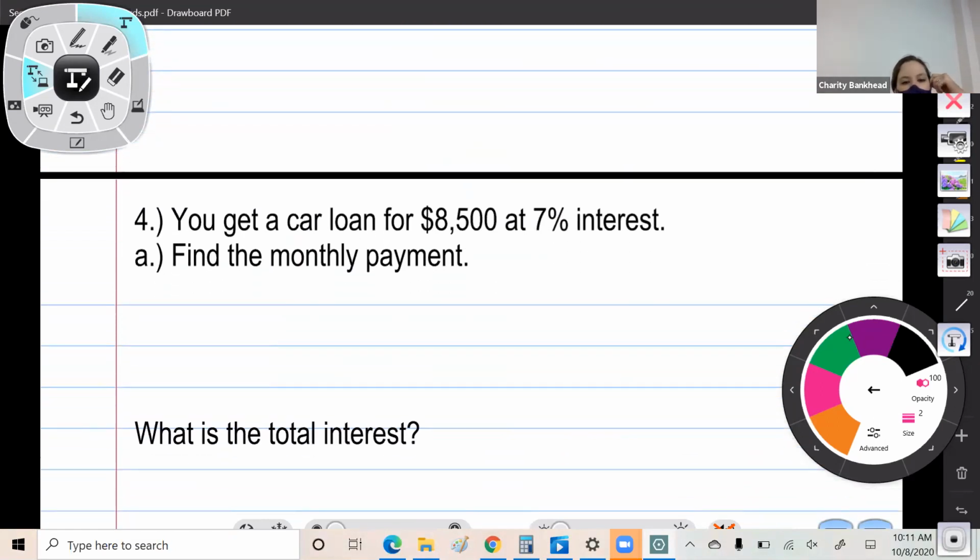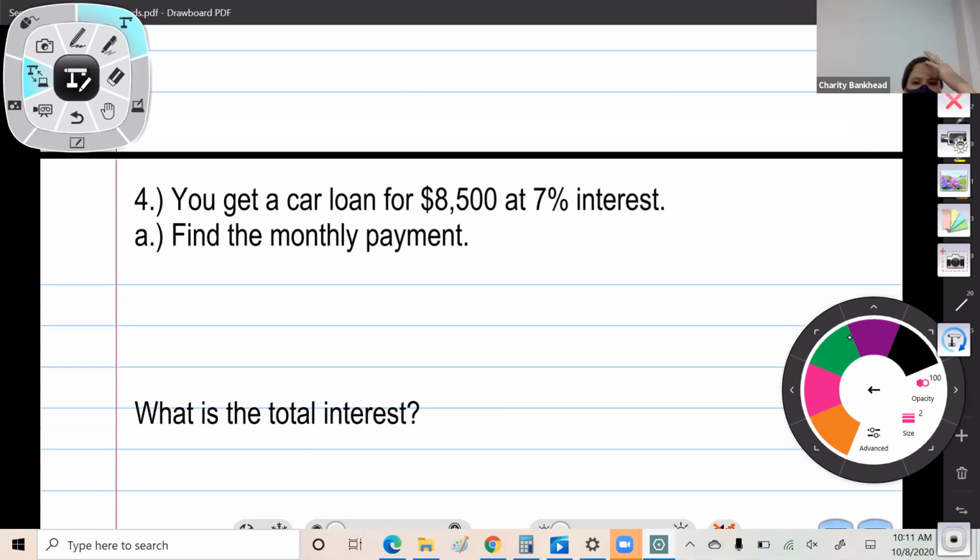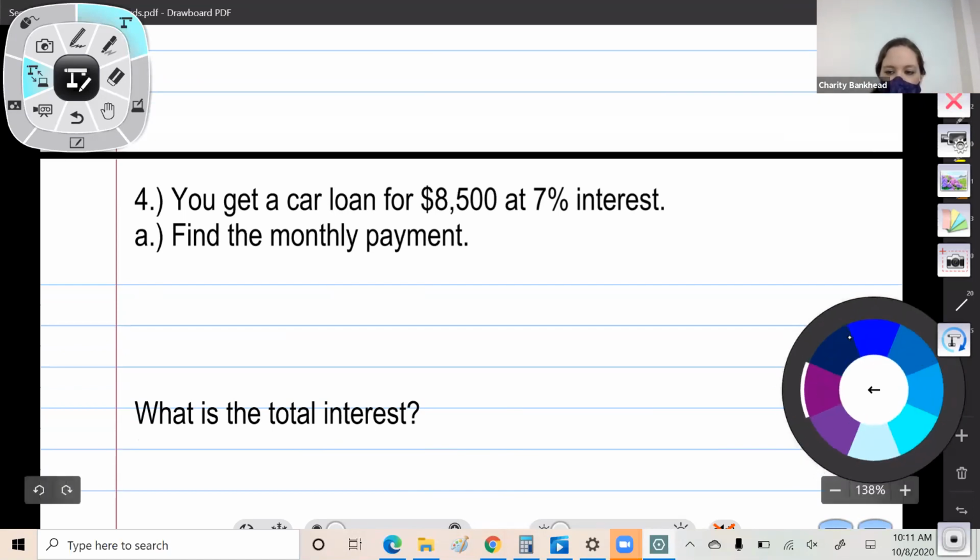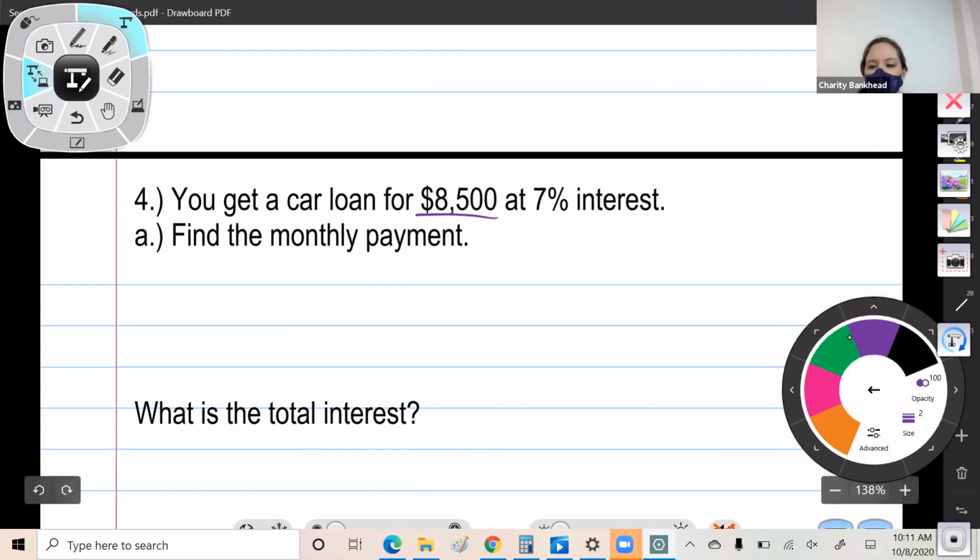Number 4 says you get a car loan for $8,500 at 7% interest. Find the monthly payment. Okay, well, we're missing a key piece of information actually, because we need to know the time. So let's just say that the time is 3 years.